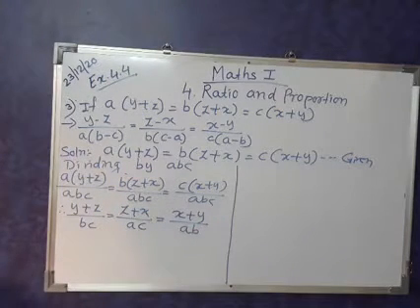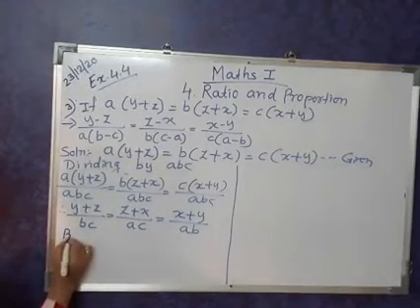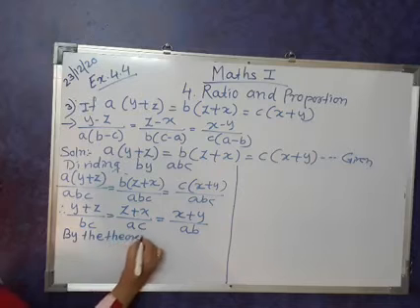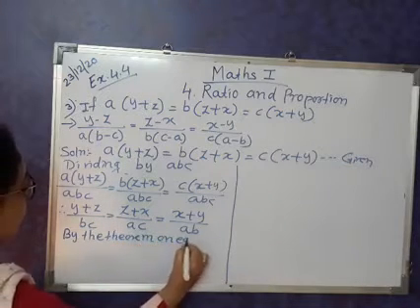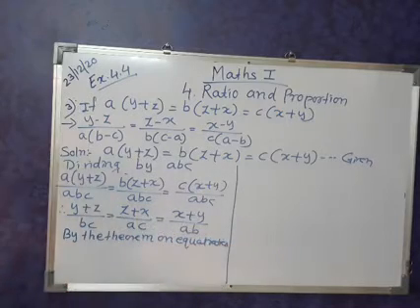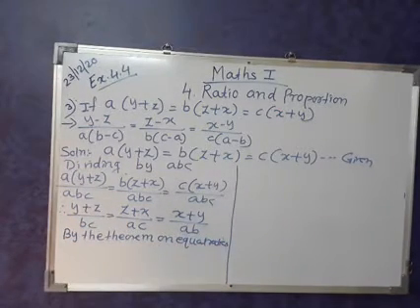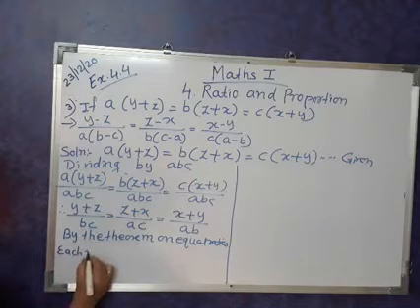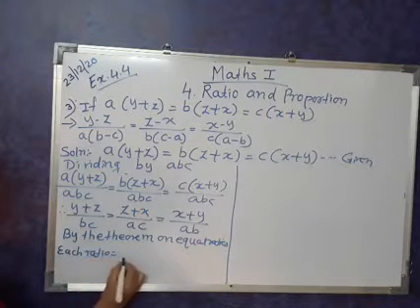Now the next part, by the theorem on equal ratio. You have to first write by the theorem on equal ratio. What is that? If you are adding the numerator, we have to add the denominator also. So by the theorem on equal ratio, each ratio is equal to.